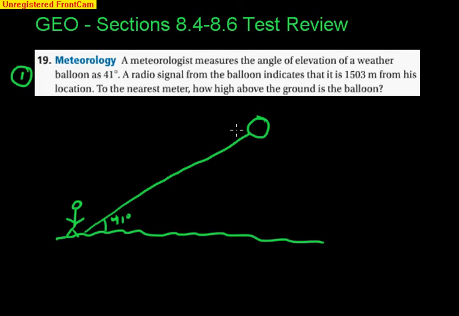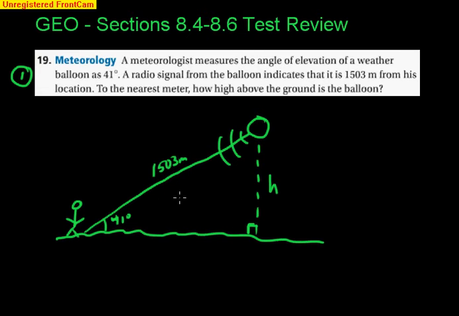And there's a radio signal that's sent out from the balloon. So pretend there's a radio signal going out. So this length right here is 1,503 meters. And the question is, to the nearest meter, how high above the ground is the balloon? So the question is, what is this height? H.